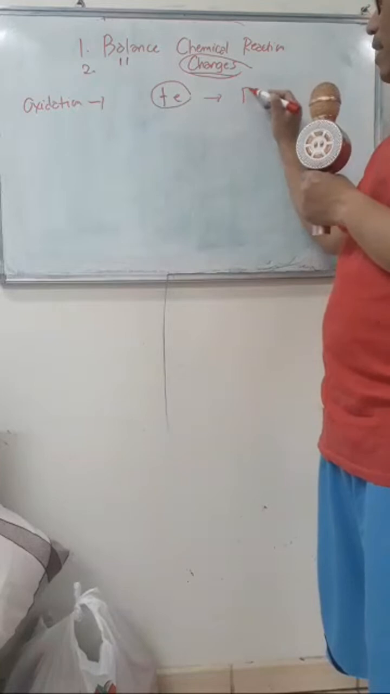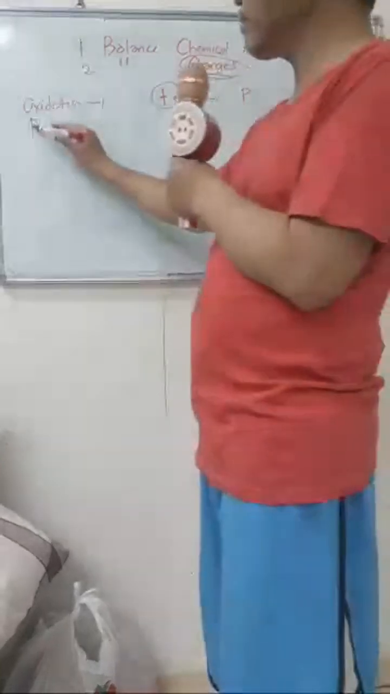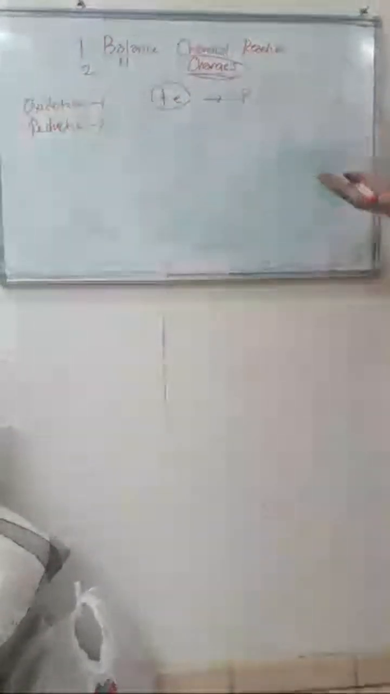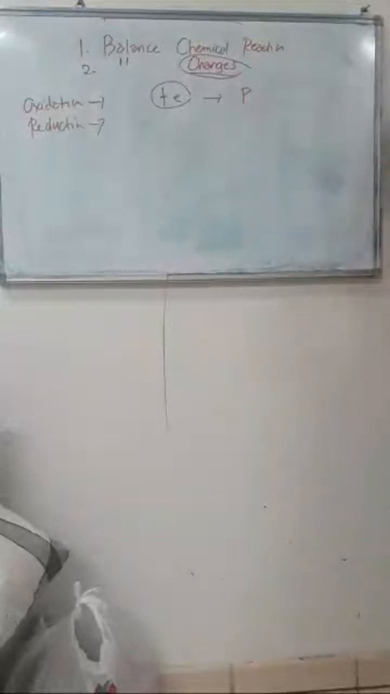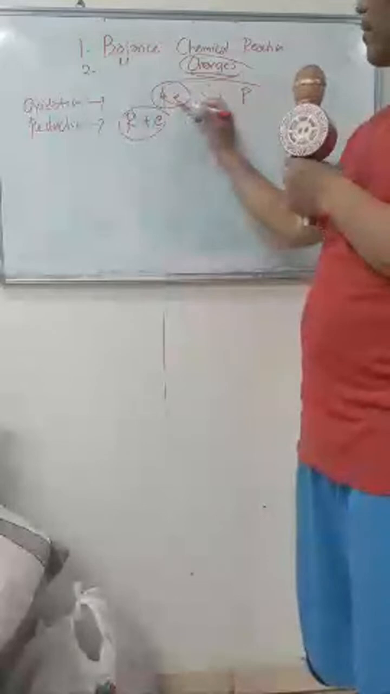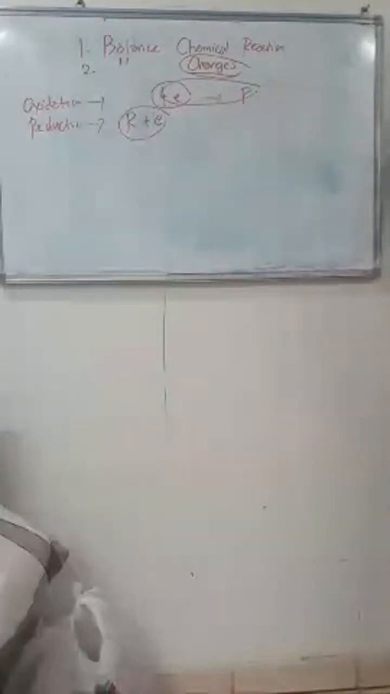Reduction is gaining of electrons, from the terminology itself. Once you gain, you will be added directly, so you put electrons on the reactant side: reactant plus electrons. Now, this is exclusive. It will never be interchanged. That's why these are the key points to remember. Oxidation: add the electrons in the product. Reduction: add the electrons in the reactant.